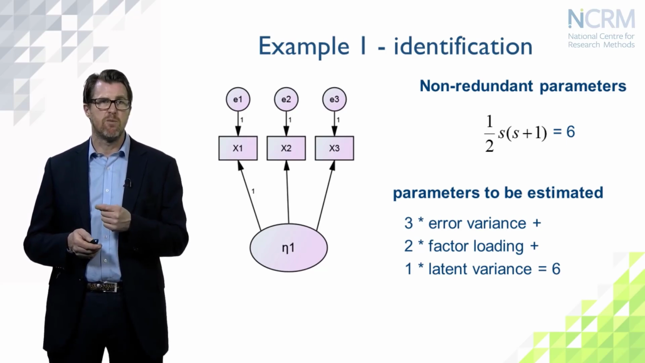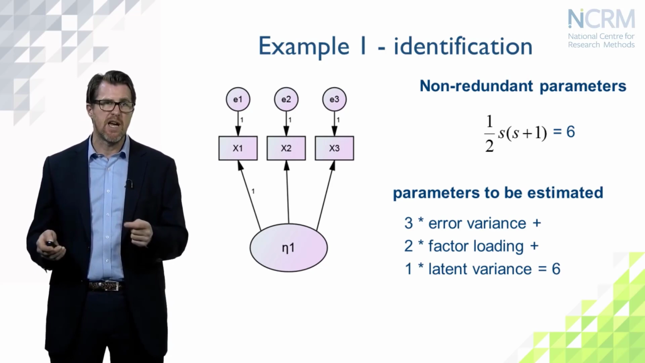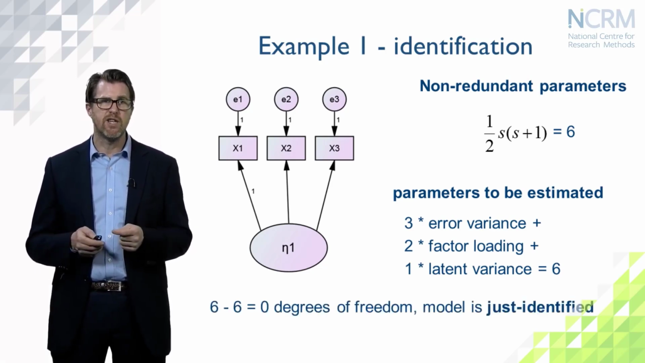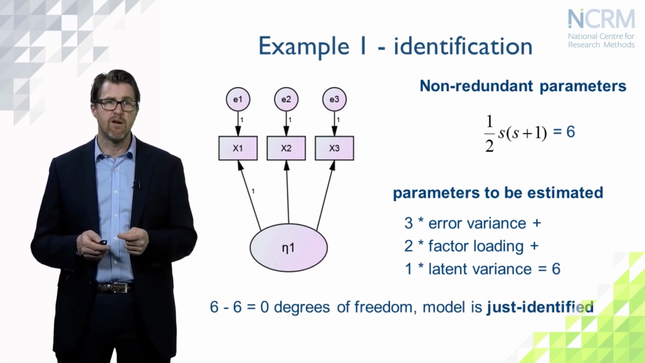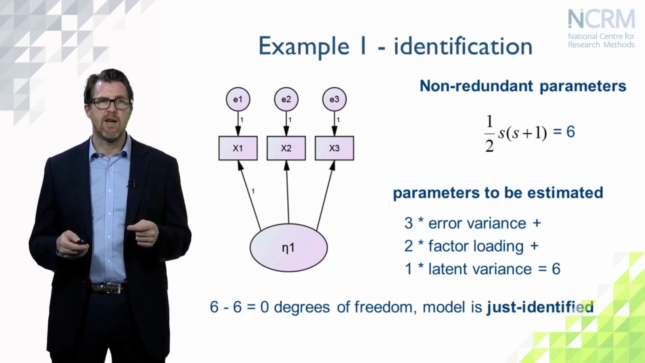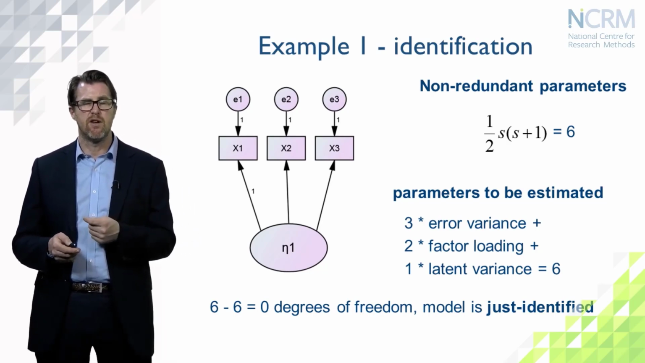So 3 plus 2 plus 1 is 6 parameters to be estimated, which is the same as the number of non-redundant parameters. So we have, with this model, 0 degrees of freedom. The model is just identified. So we can estimate the unknown parameters, but we do not have any way of assessing the fit of this model because it's just identified, no degrees of freedom.